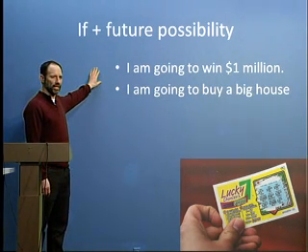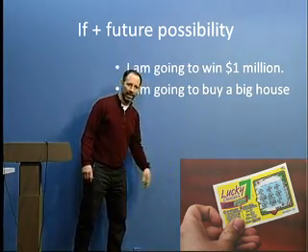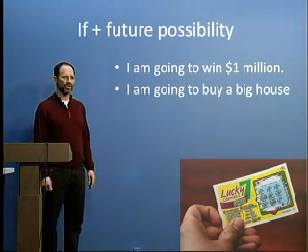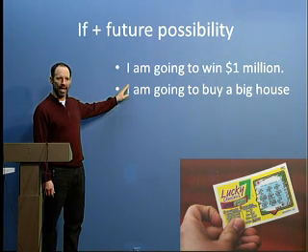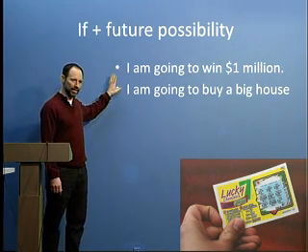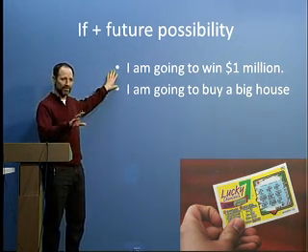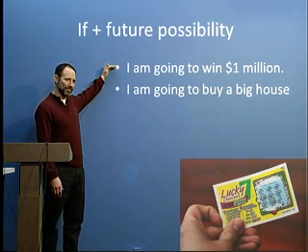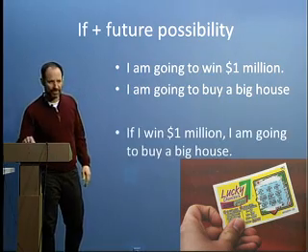I'm going to win $1 million. Notice I have my lottery ticket there. I'm going to win $1 million. I'm going to buy a big house. First I'll do this, and then I'll do this. This is not so much first, second. I'm looking at if this condition, then this result.